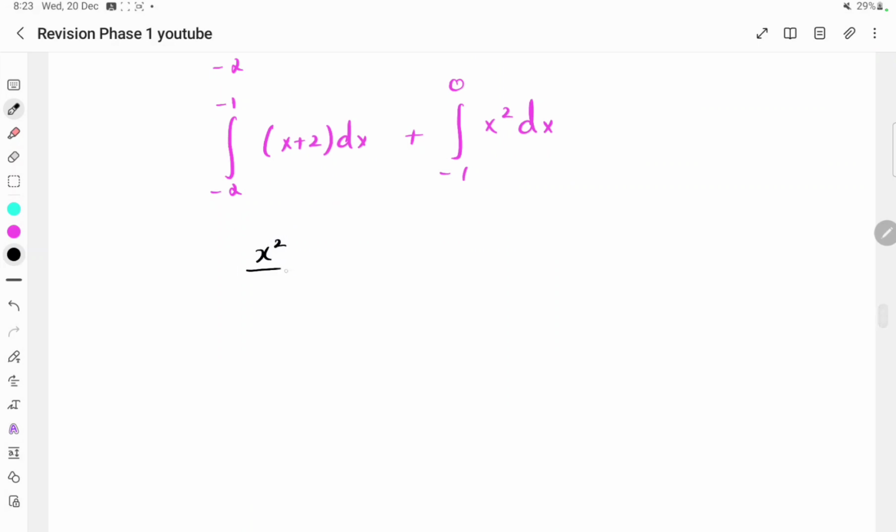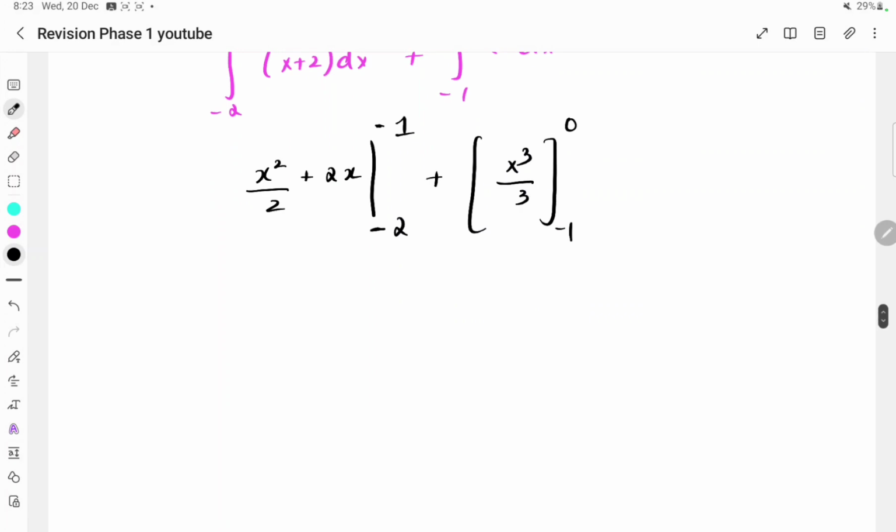So it will be x square by 2 plus 2x, from minus 2 to minus 1, plus x cube by 3, from minus 1 to 0. Now upper limit minus lower limit. Upper limit: minus 1 square, it will be 1 by 2 plus 2 into minus 1. Minus lower limit: minus 2 square is 4, so 4 by 2 plus 2 into minus 2, and 2 into minus 2 is minus 4.